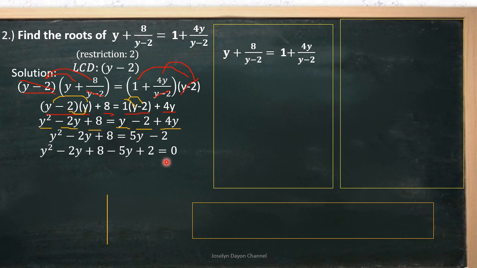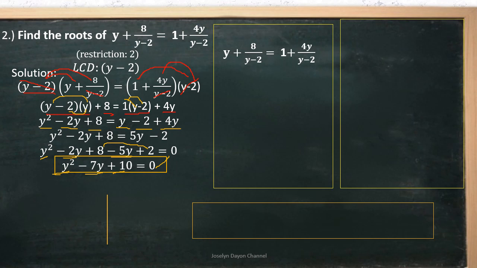Now we have to combine similar terms. So y squared, just copy. Negative 2y and negative 5y, the answer is negative 7y. And 8 plus 2, the sum is 10. Bring down 0. So we have now an equation that is in standard form: y squared minus 7y plus 10 equals 0. Now we are going to solve for the value of y.